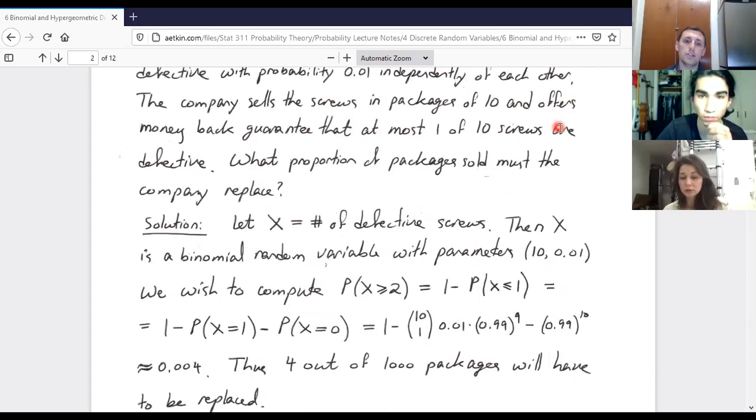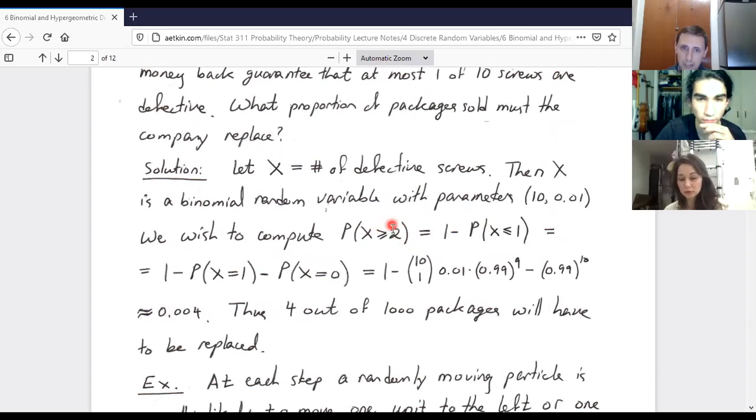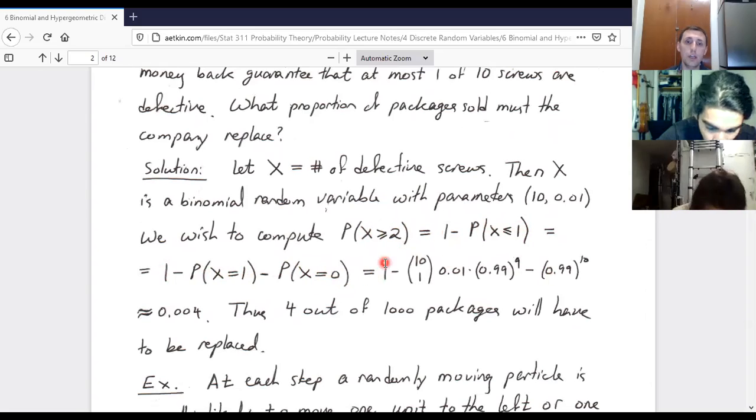It's a simple question. I replace if x is bigger than or equal to 2, which is the same as 1 minus the probability that x is less than or equal to 1, which is 1 minus probability x equal to 1 minus probability x equal to 0. So it's 1 minus 10 choose 1 times the probability that you have 1 times 0.99 to the power of 9, minus 0.99 to the power of 10. That's the probability that you have 0. And that's approximately 4 out of 1,000.